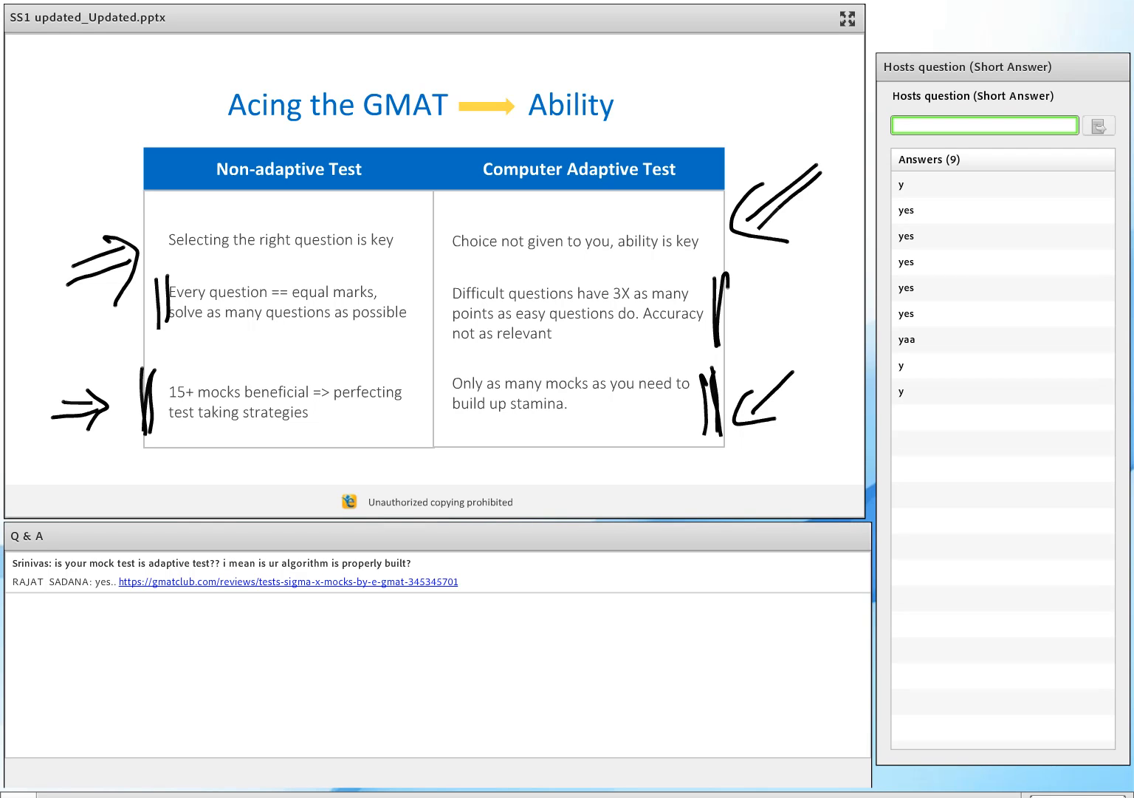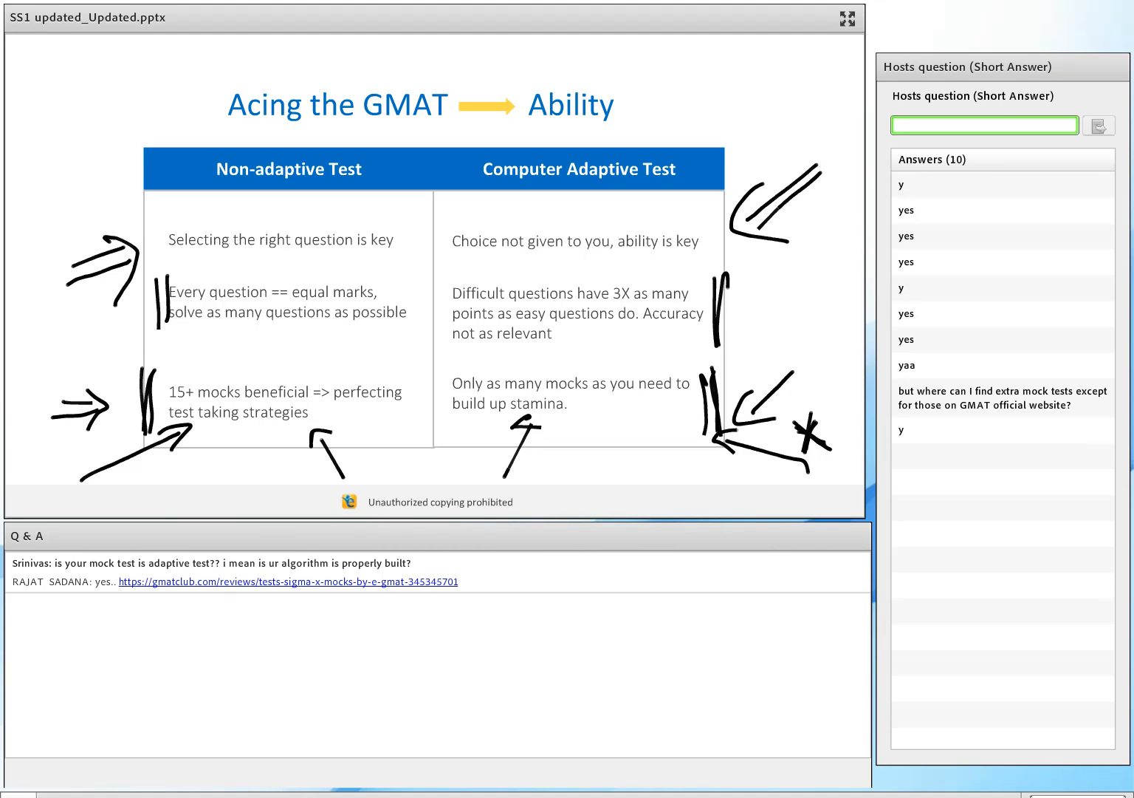When it comes to the non-adaptive test, not the GMAT, building ability is secondary to question selection. On the GMAT, question selection is not something that's up to you. Building ability is the only thing that you can really do. So if you bring that same approach that you had for the CAT into the GMAT, you're going to falter big time. Why? Because when you study for the CAT, you're taking a mock test every 10 days or so. That's not going to happen with the GMAT.